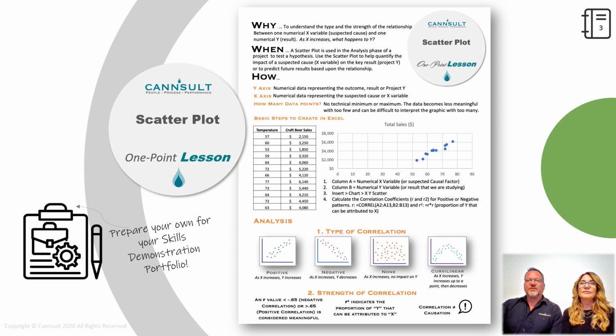And just like with the other charts, the 1-point lesson for the scatter plot shows you how to create the chart in Excel, and also how to interpret the chart. Once you start working with these charts correctly, you'll notice how few people understand how to actually use them. And that's a great benefit of being a certified green belt. You can have a big influence on how your whole organization understands data.